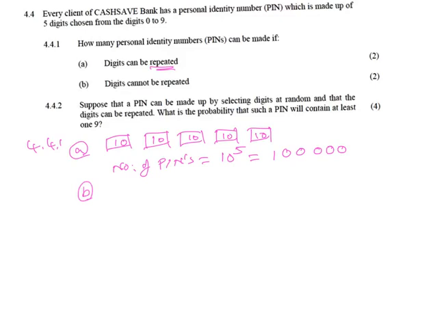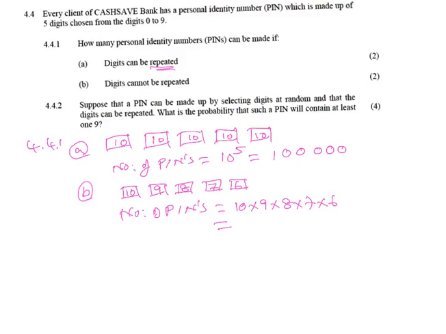Then question number B. Digits cannot be repeated. So if I have a 5-digit number and my first digit is 4, that means 4 cannot be repeated. My number of choices is limited, so it is 10, then 9, then 8, then 7, then 6 remaining. Number of pins possible is 10 times 9 times 8 times 7 times 6. You can use a calculator to evaluate that one, and it is 30,240 as the possible pins without repeating. Let me write down these questions.